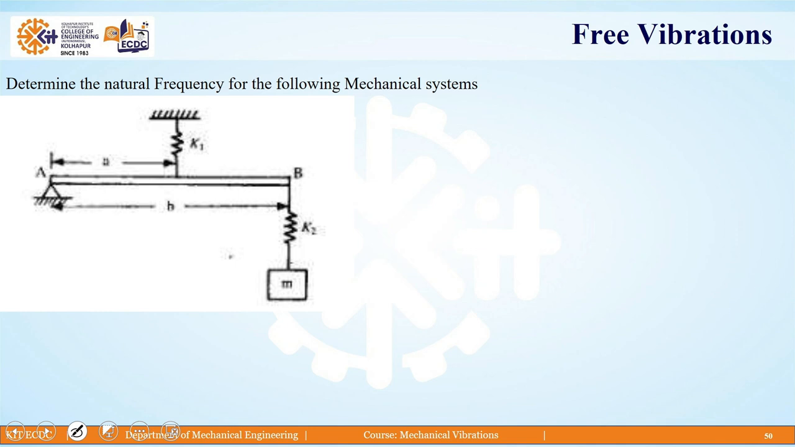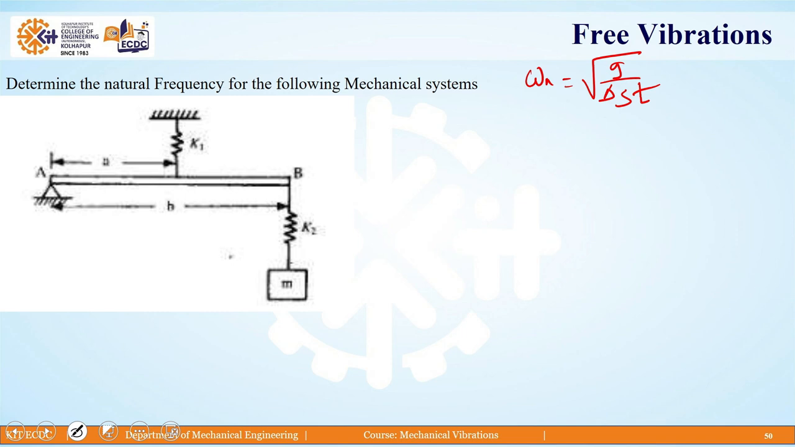So at point B, and in between, at half of the geometrical location, we have another spring which is supporting the lever, having spring stiffness K1. So for this, if we want to find the natural frequency, again we have to use the equation omega n is under root of g by delta st. So for this we need to find delta st.